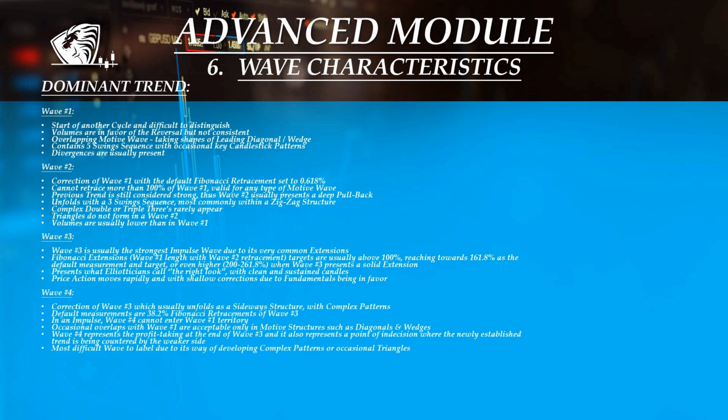Wave 4 by nature is typically corrective, and it is well known for its complex structures or its extended sideways movements. It usually retraces 38.2% of wave 3, and its volumes reflect a much lower reading than in wave 3. Sometimes the pullback extends towards the 50% Fibonacci retracement of wave 3, depending of course on whether the retracement in wave 2 was indeed limited, in which case the law of alternation would kick in.